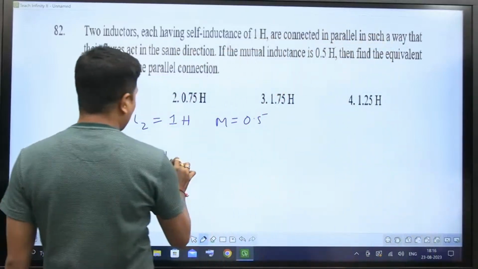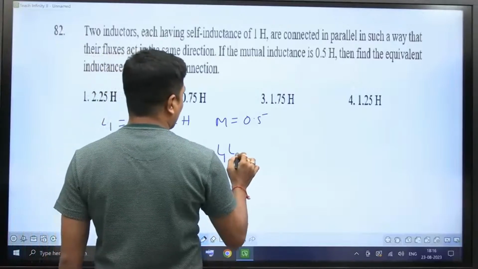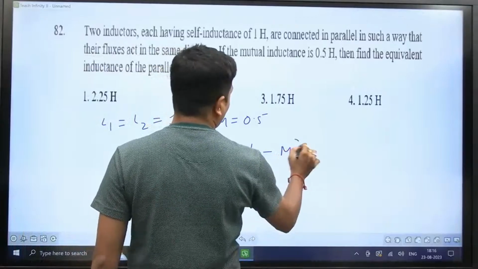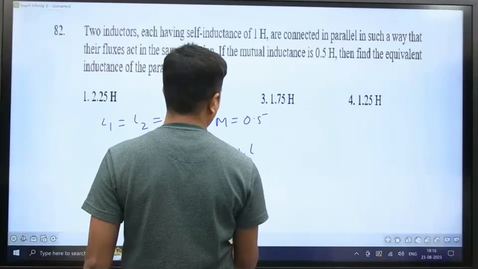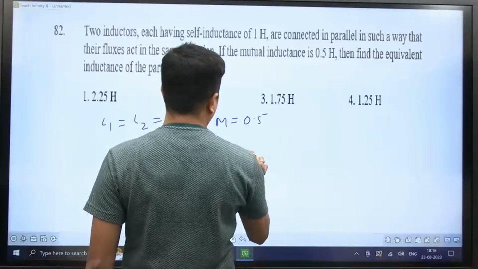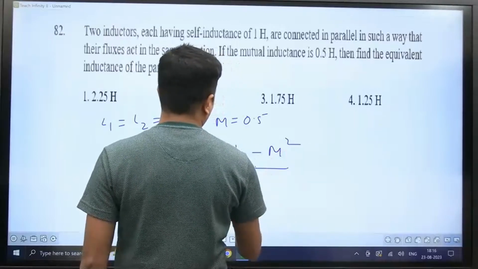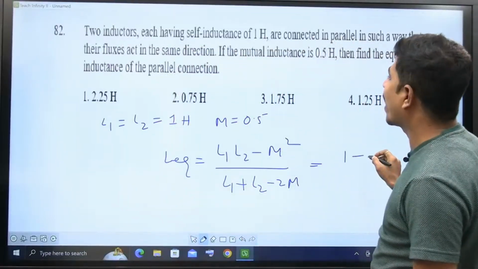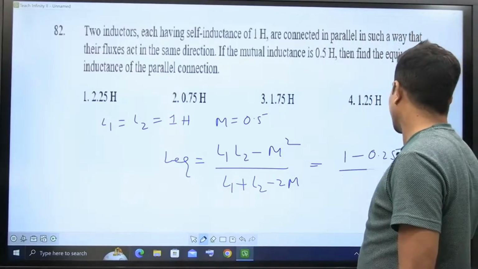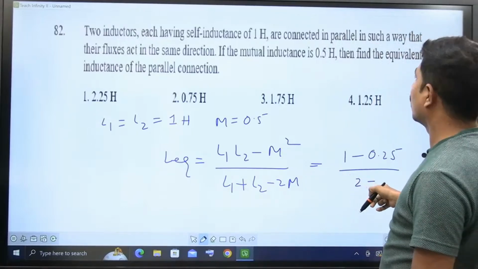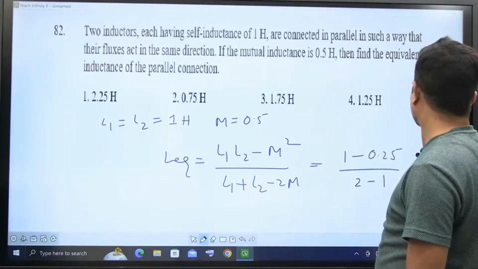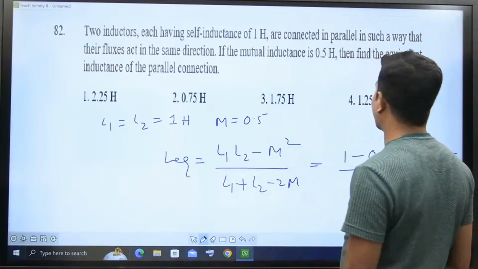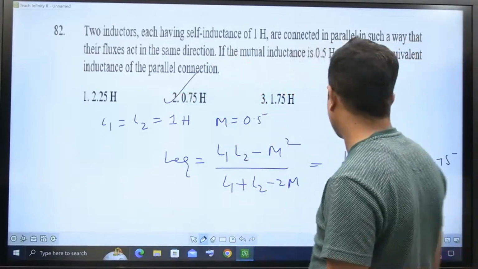There is a formula: L equivalent is equal to L1 L2 minus M square divided by L1 plus L2 minus 2M. Now it is 1 into 1 is 1 minus M square 0.25, divided by 2 minus 2 into 0.5, which is 1. Denominator is 1, numerator will be 0.75 Henry. Choice is 2, 0.75 Henry. That was question 82.